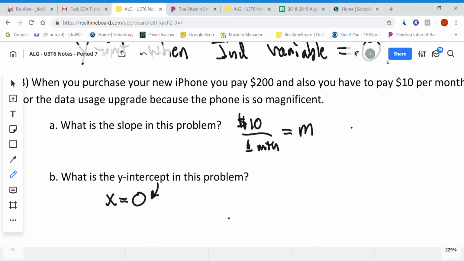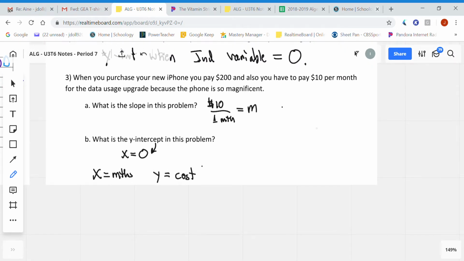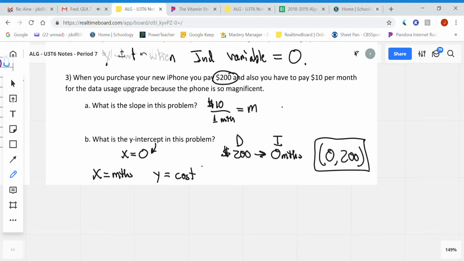So if we have 0 months, if x is the number of months and y equals our cost, what will be the cost of this situation if we have never even paid for a month of data? Well, if we look up here, we're going to pay $200 even if we never use the phone. So our y-intercept, our cost, is going to be $200 at 0 months. When our independent variable is 0, what is our dependent variable? And that would be our y-intercept.